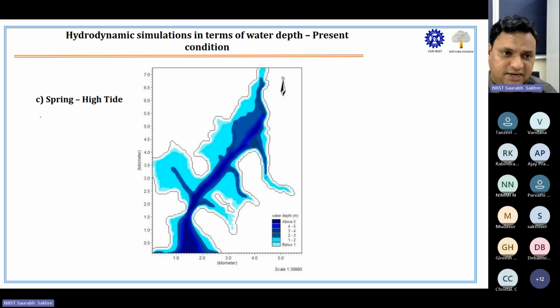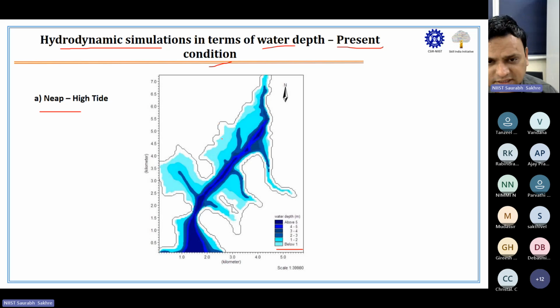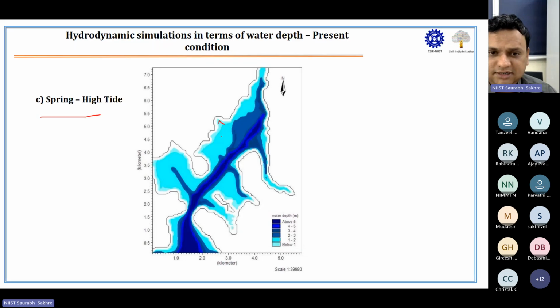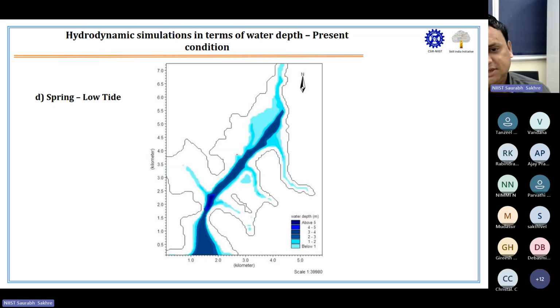Now this one is spring high tide. I told you the next 6 days is spring high tide, in which water will be high, but it will be slightly 0.5 to 1 meter higher than the neap high tide. You can see here that in spring it is slightly going closer to the boundary because this is springtime. The gravitational pull of the moon is increasing. This is spring high tide and this is spring low tide.